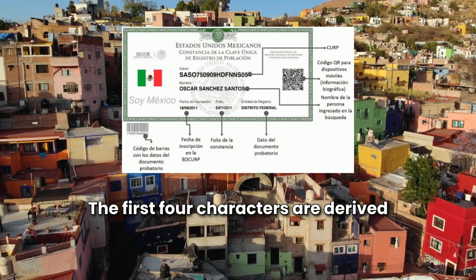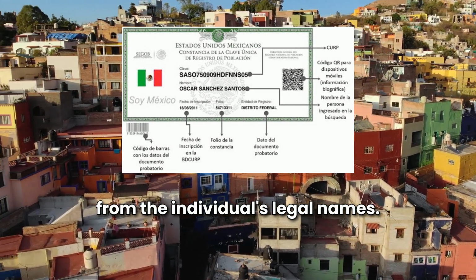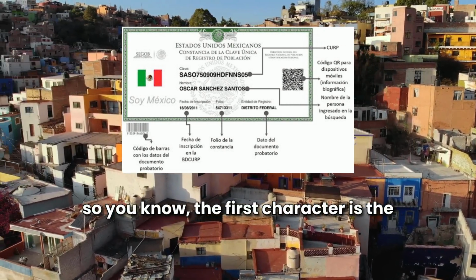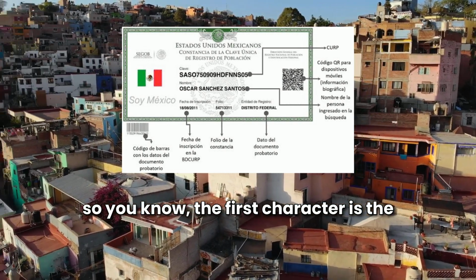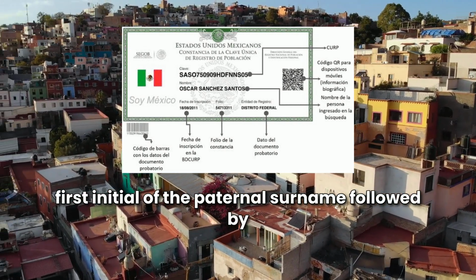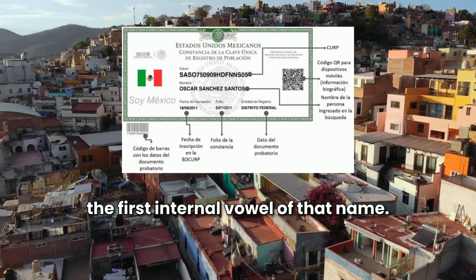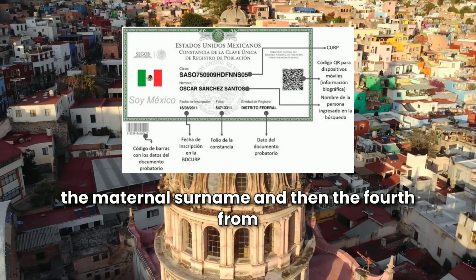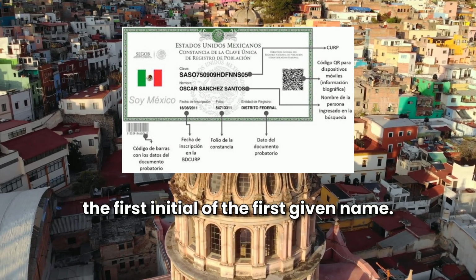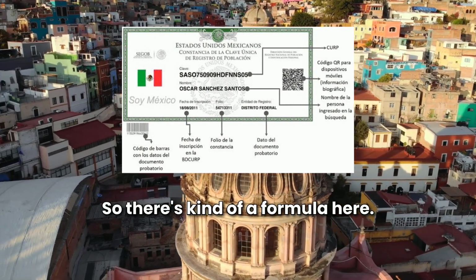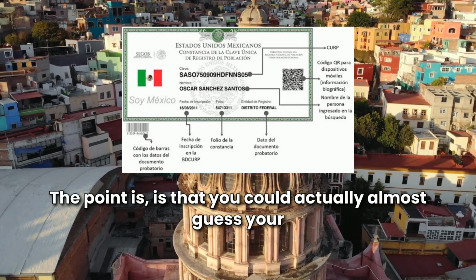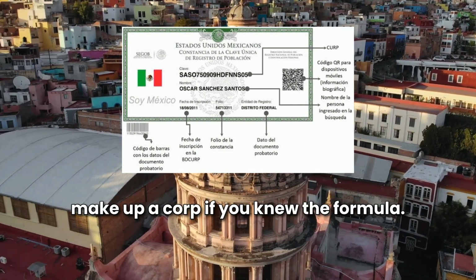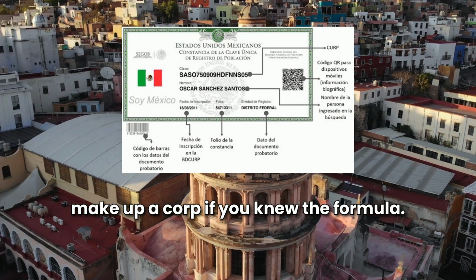The first four characters are derived from the individual's legal names. We're going in the weeds here, but just so you know, the first character is the first initial of the paternal surname, followed by the first internal vowel of that name. The third character comes from the initial of the maternal surname, and then the fourth from the first initial of the first given name. So there's kind of a formula here. The point is that you could almost guess your CURP if you knew the formula, or you could sort of make up a CURP if you knew the formula.